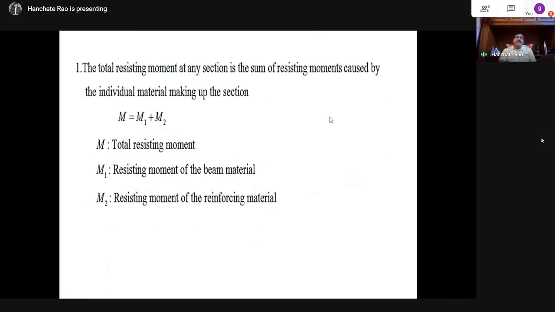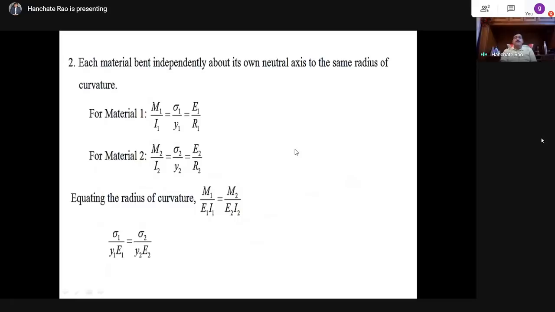When you take a flitched beam, the total resisting moment at any section is the sum of the resisting moments caused by the individual materials making up the section. There are two materials, so the total moment of resistance M is equal to M1 plus M2. M1 is the resisting moment of the beam material. M2 is the resisting moment of the reinforcing material. So the original beam material is resisting M1 and the reinforcing material is resisting M2. So the total moment of resistance is M1 plus M2. This is the equation in flitched beams.